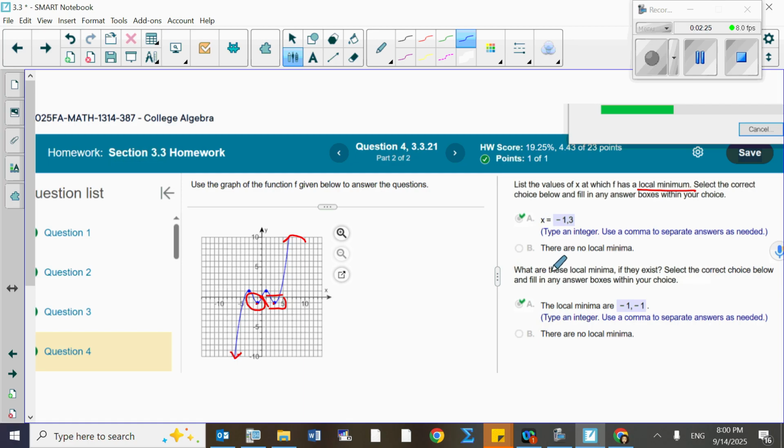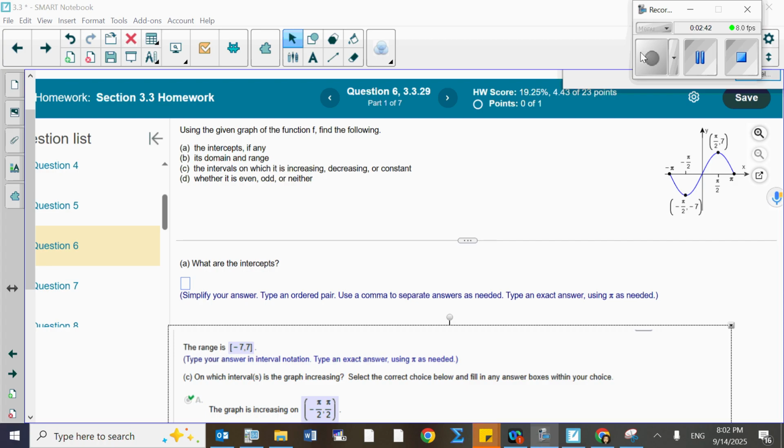Next, it says, what are these local minima if they exist? For this part, you need to write the y value of these points. The y of this point is negative 1, and the y of this one is also negative 1. So it shows negative 1 and negative 1.